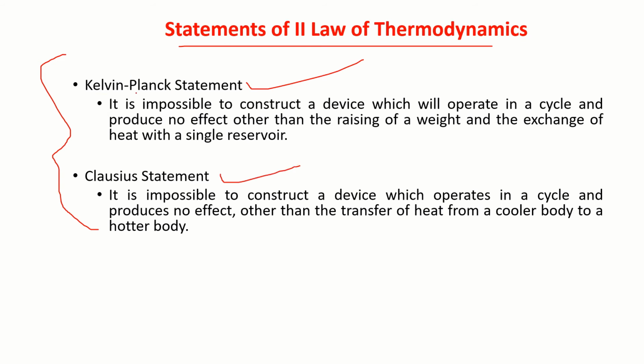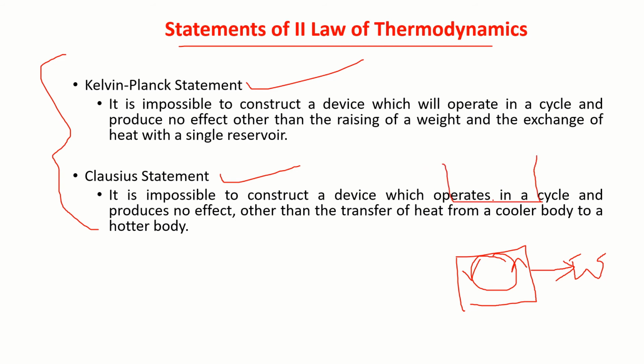What does the Kelvin-Planck statement say? It is impossible to construct a device which will operate in a cycle. A device operating in a cycle means it's a heat engine, producing no effect other than raising of a weight. That means it should produce work continuously, and exchange heat with a single reservoir.